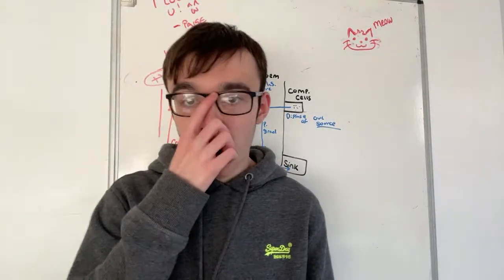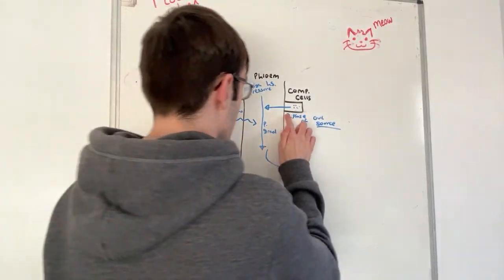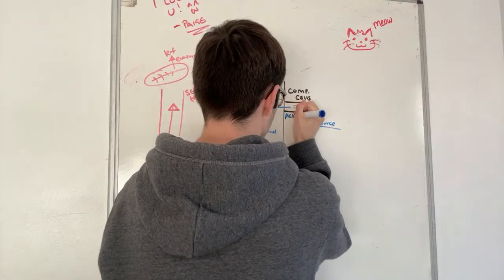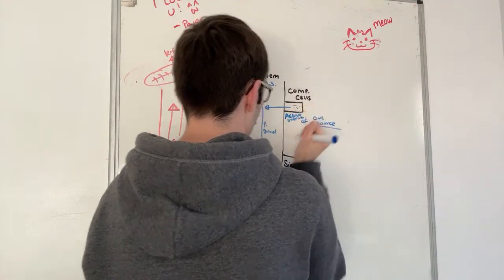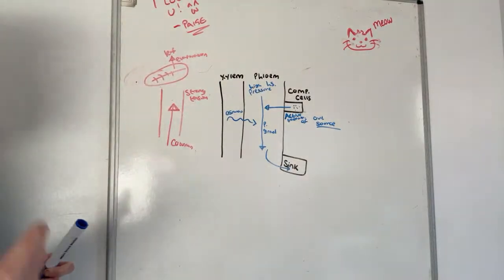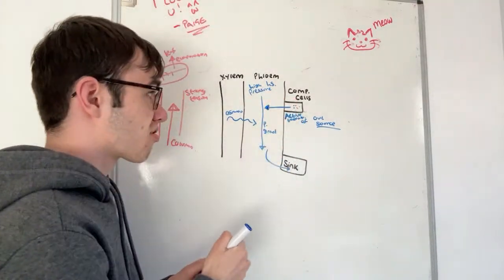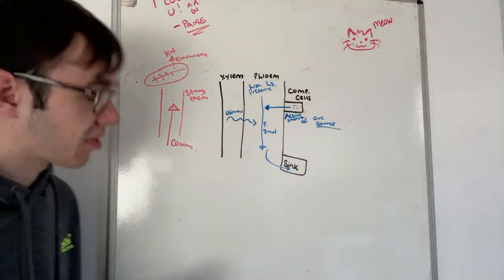So sugars, okay, it's not diffusion, it's active transport. That is important to remember. That probably would have been a mark. Active transport out of the source. That is a very important point right there. Because, yeah, that's going to use ATP. This lowers the water potential gradient.